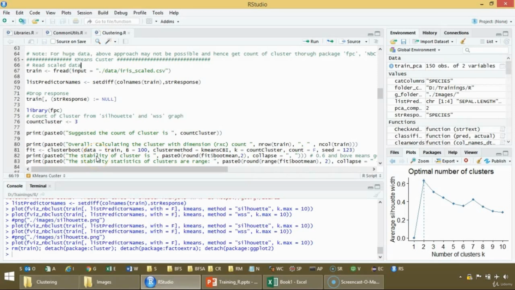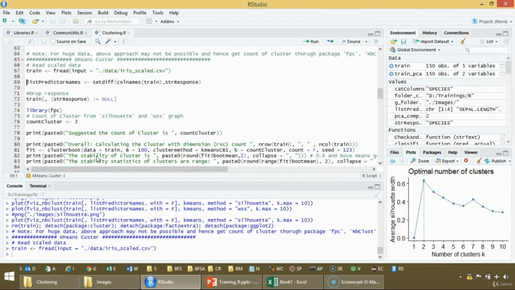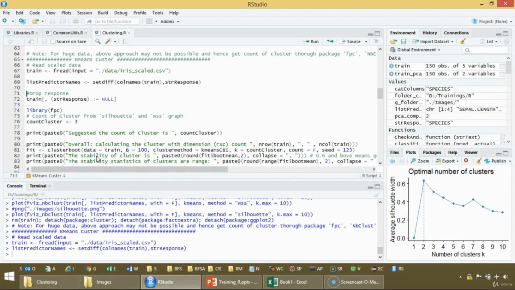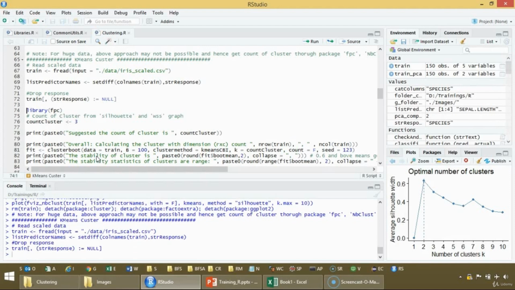Welcome back. Now let us read the data of fresh. For line 67 we are reading the data of fresh. Line 69 is the list of predictive variables, and in line 72 we are dropping the response variable. In line 74 we are going to have the KMeans clustering from FPC.